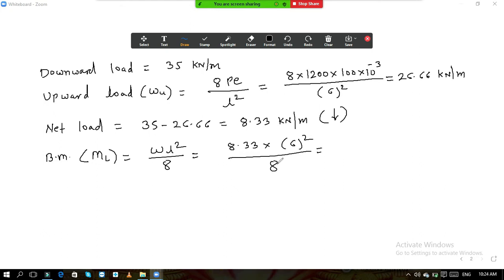So the answer is 37.48 kilonewton meter. Please check the calculations. Okay, 37.48 kilonewton meter. This is the bending moment due to live load.